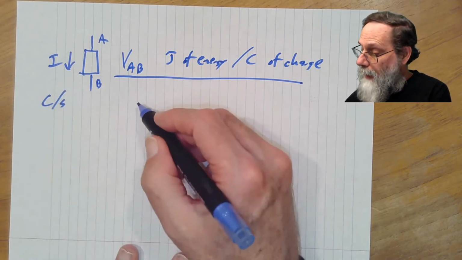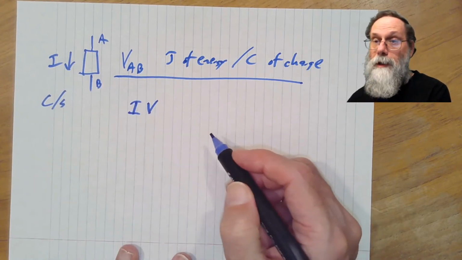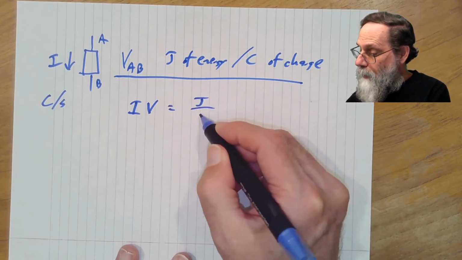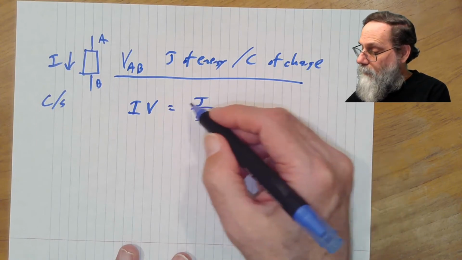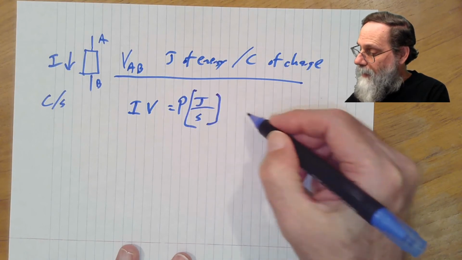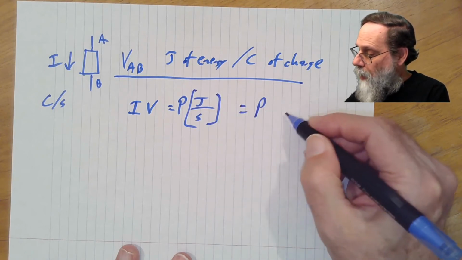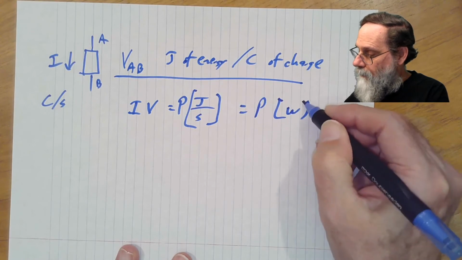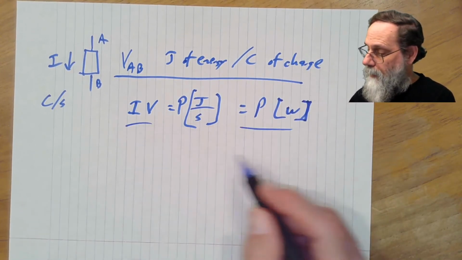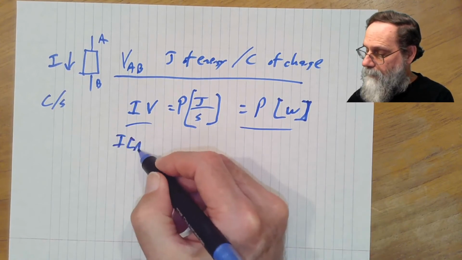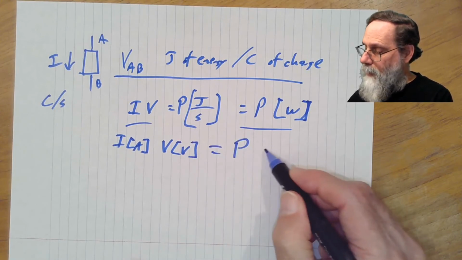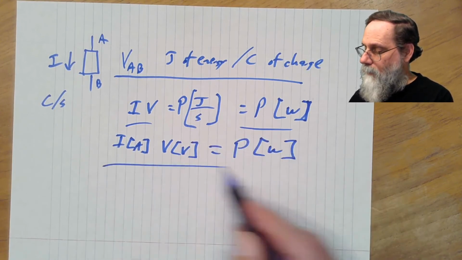So if we multiply the current times the voltage, we're going to get joules per second. So that's power. And joules per second is usually written as watts. So take the current in amps, the voltage in volts, multiply them together, you get the power in watts.